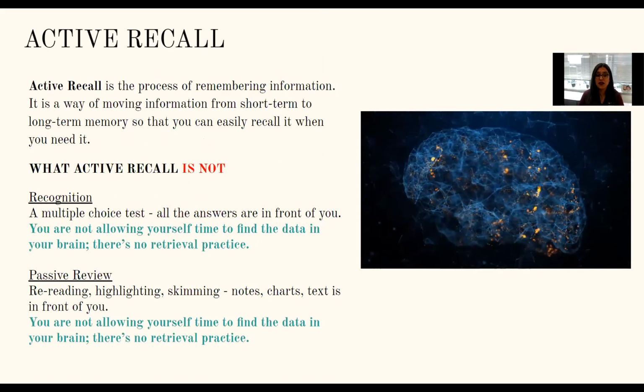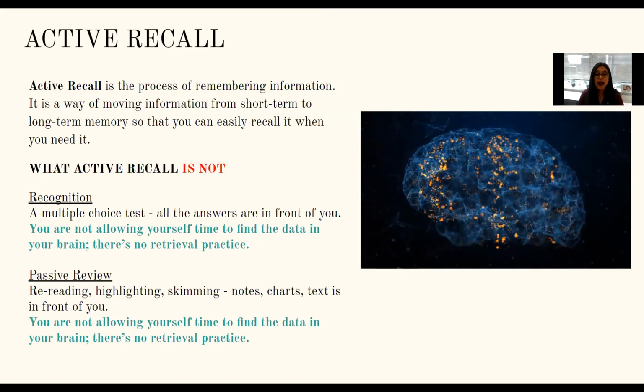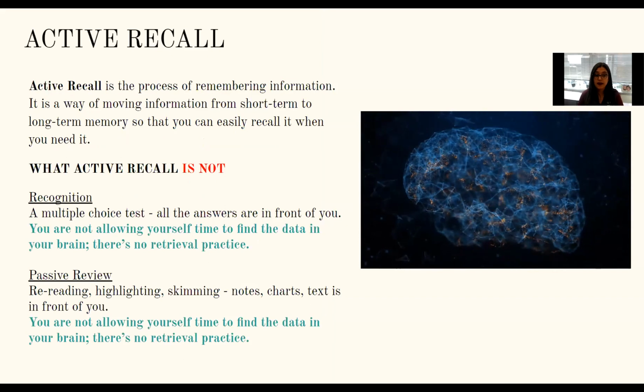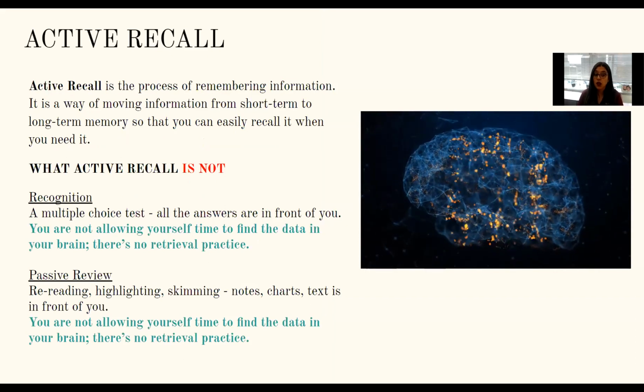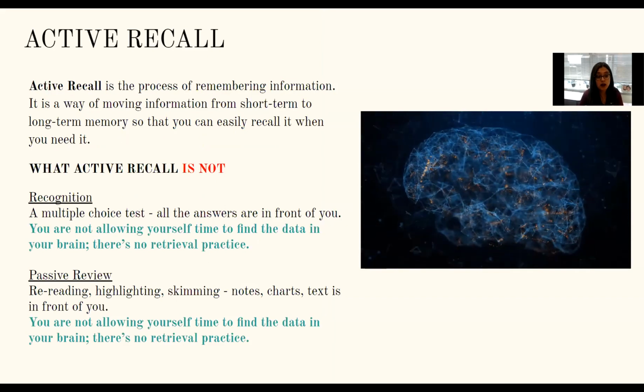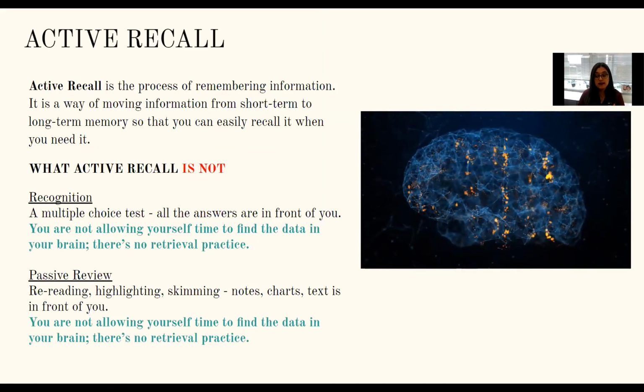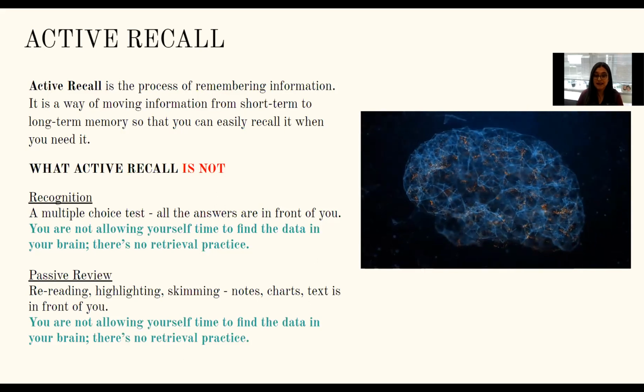Another way is a process called active recall. With active recall, this is a process of remembering information. It's a way of moving information from your short-term to your long-term memory so that you can easily recall it when you need it. I have two examples of what active recall is not.